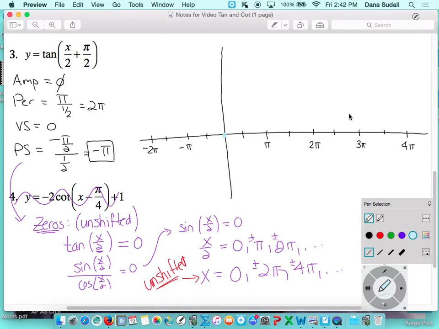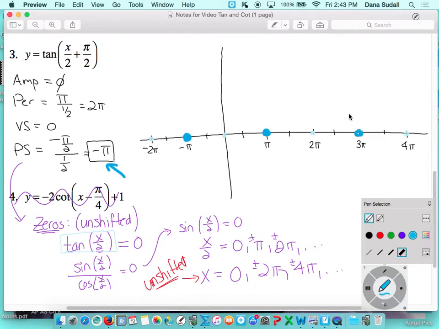a 0 for this tangent equation, the unshifted equation. At 2 pi, I would have a 0. At 4 pi, and at negative 2 pi, I would have a 0. And now I'm going to do something a little bit darker there so I can shift each of these. Each of these points then with the shift of negative pi over negative pi, so each point has to move back a unit of pi.